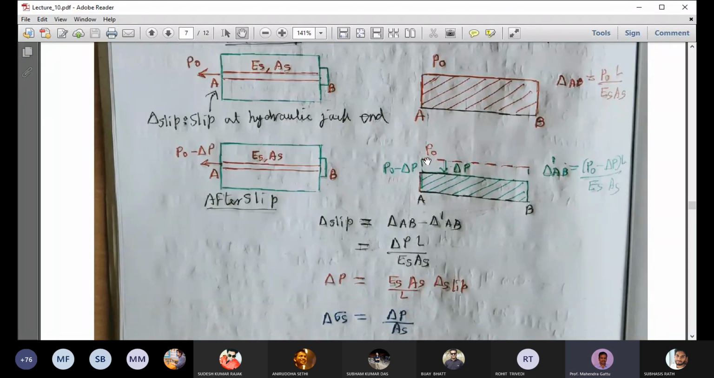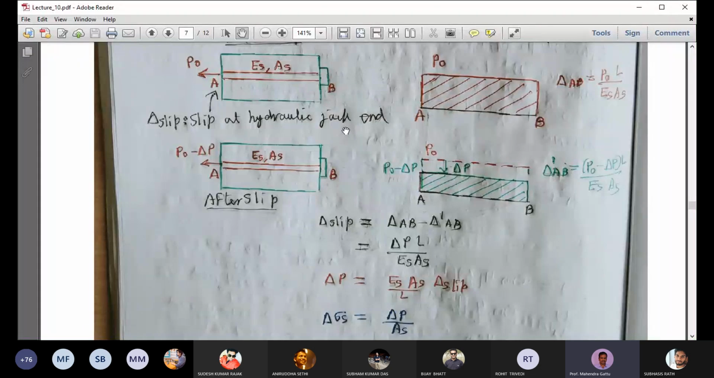So what has happened initially, force was P naught, and then there is a drop by delta P, and the force is now P naught minus delta P. Okay, and that is shown by the solid line. And we can find out what is the new elongation in the cable. So that elongation will be area under this force flow diagram by EA. That is P naught minus delta P into length by EA, E of the cable, that is steel, and area of the cable, A_PS.